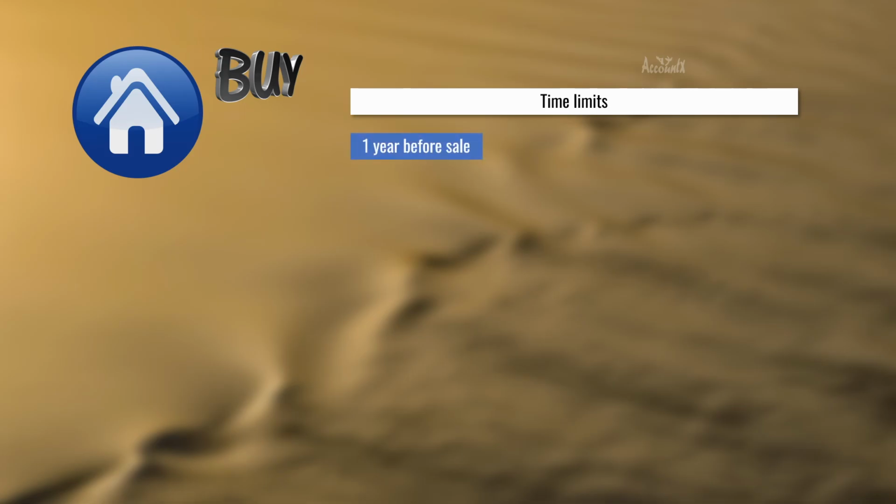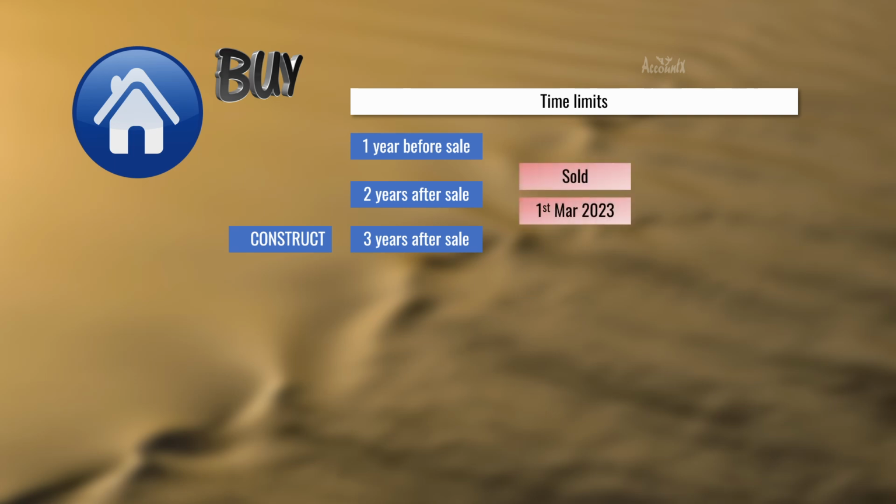It is 1 year before sale or 2 years after sale. And in case of construction, the time limit here is 3 years after sale of the old house. Considering the same example, you have sold the house on 1st March 2023. So time limits would be after 2nd March 2022 or 28th Feb 2025. And in case of construction of a new house, the time limit would be by 28th Feb 2026.